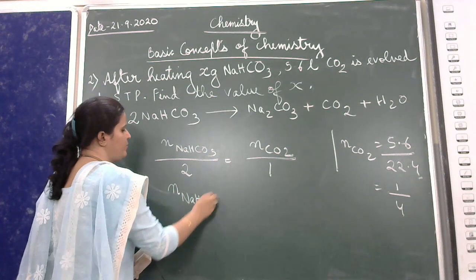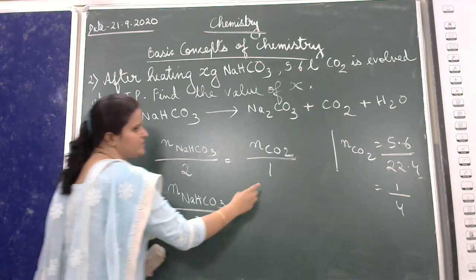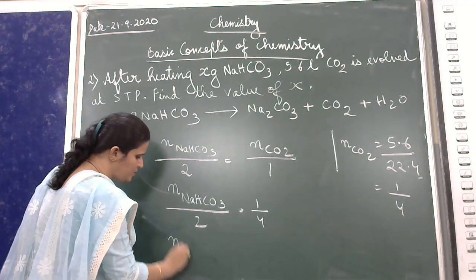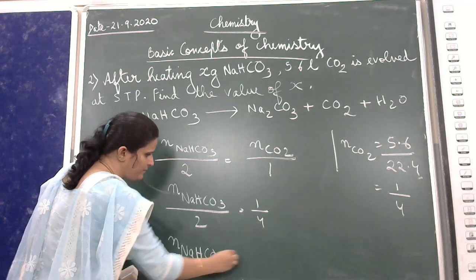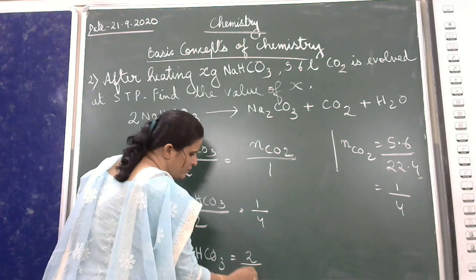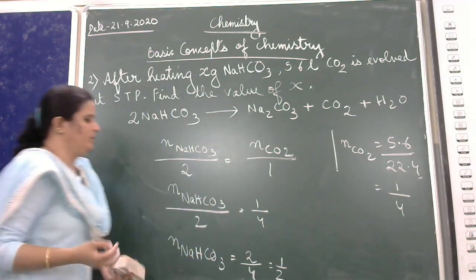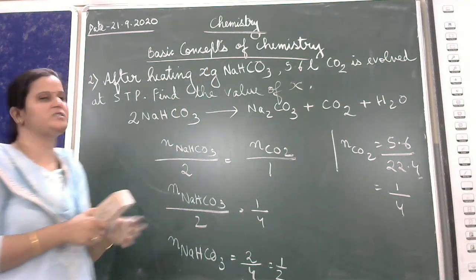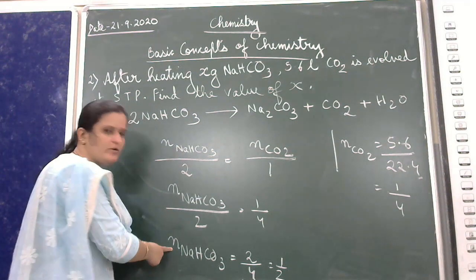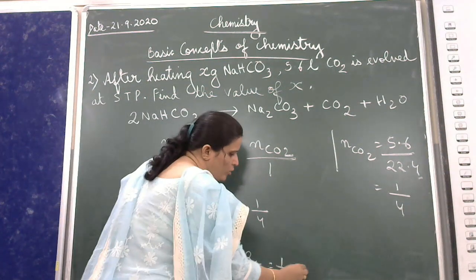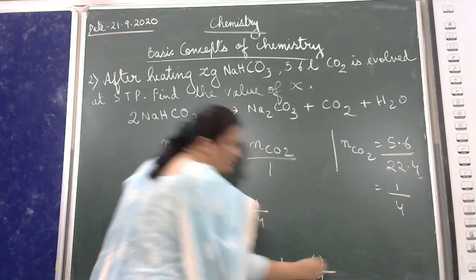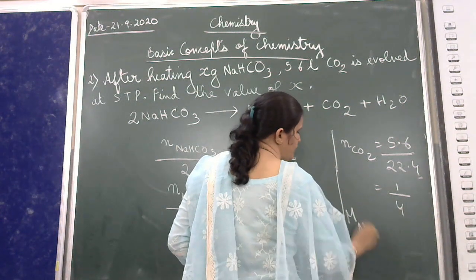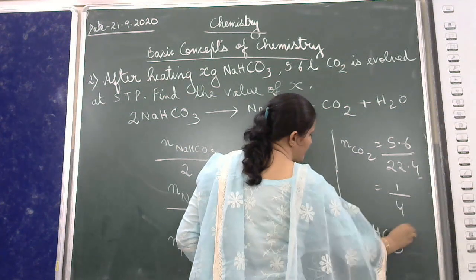Moles of sodium bicarbonate divided by 2 is equal to 1 by 4. Clear? So here I am getting moles of sodium bicarbonate equal to 2 by 4, that is half. Clear? Now, what are we supposed to calculate? I mean, how much is the weight of NaHCO3 taken? Once I have the moles of sodium bicarbonate, the moles formula is again weight by molecular weight. Now, what is the molecular weight of NaHCO3? You need to calculate.